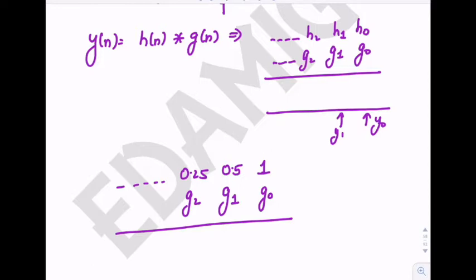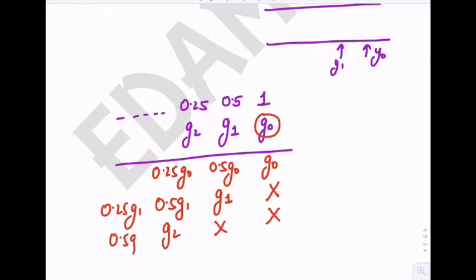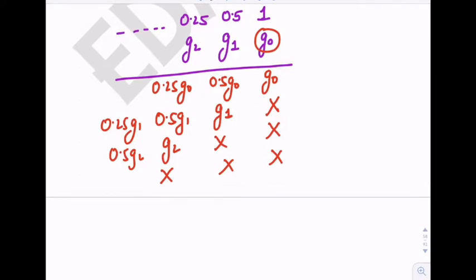Now we will multiply them. When you multiply g0 with 1, we get g0, 0.5 g0, 0.25 g0. Then we'll put a cross sign. We'll get g1, 0.5 g1, 0.25 g1, and then double cross, and then we will get g2, 0.5 g2, and so on. For g3 we will put 3 cross, and for other terms also we will put cross here. We can see that this is y0 and this is y1.